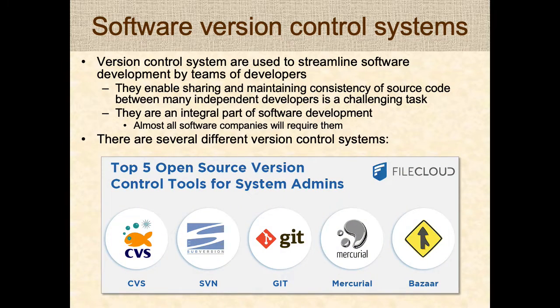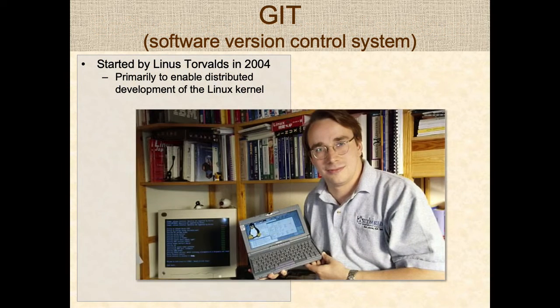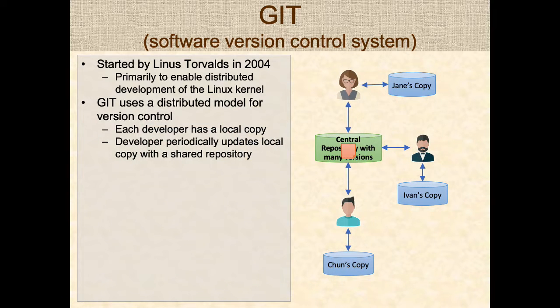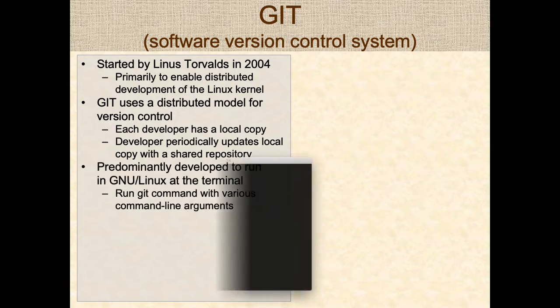There are several different version control systems, and in this specific presentation, we are going to focus on Git, a very popular version control system. Git was started by Linus Torvalds back in 2004, primarily for Linux kernel development and management of the kernel source code. Git uses a distributed model for version control, where each developer has their own local shared copy, which is reflected in the central repository, which is shared by many developers.